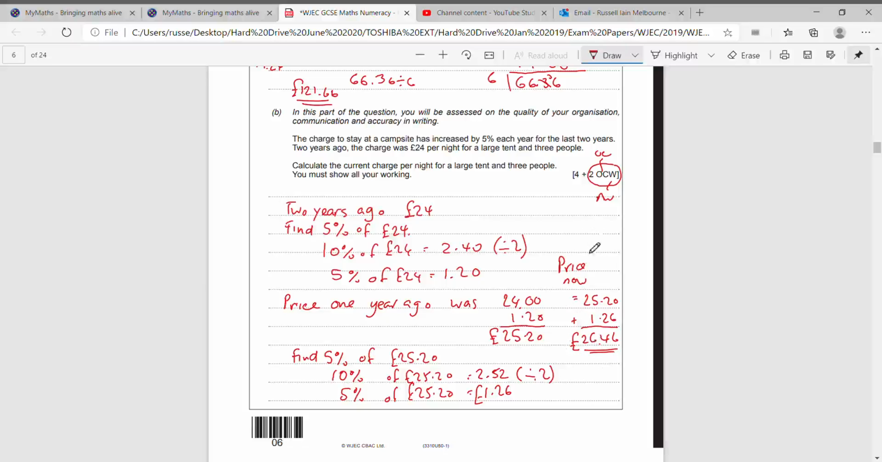If you did have to work over the right, work over the right rather than not. I have communicated. I've put in little pieces of words, 2 years ago, find price 1 year ago. I've told him what I'm doing at each stage. I've shown my workings, and I've clearly not made a spelling mistake. I've not put any words that I haven't spelled correctly. So I would anticipate that would be sufficient to pick up those 6 marks.